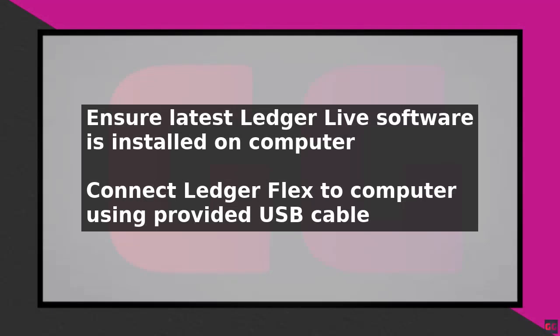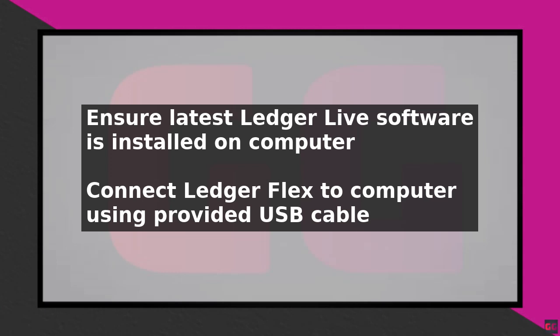To add crypto to Ledger Flex, start by ensuring you have the latest version of the Ledger Live software installed on your computer. Ledger Live is the official companion app for Ledger hardware wallets, including the Ledger Flex. Next, connect your Ledger Flex to your computer using the provided USB cable and open the Ledger Live software. You will be prompted to unlock your Ledger Flex by entering your PIN code.